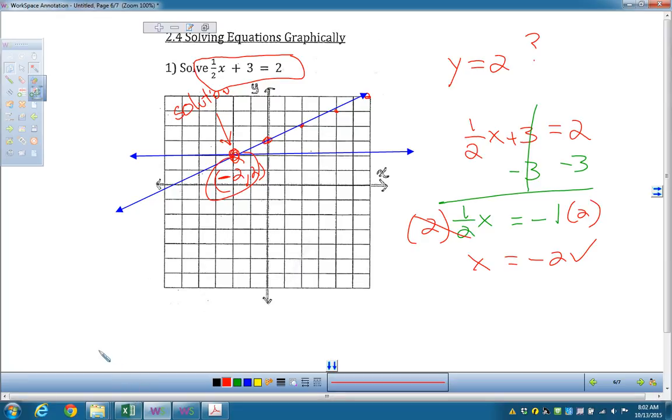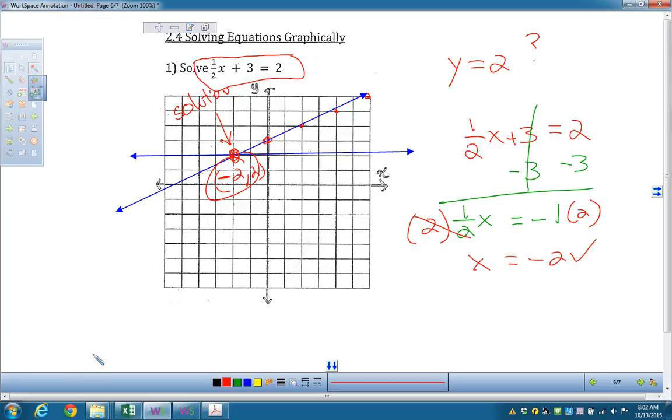See that? So for linear equations, it's not that great a strategy, but when we get into different types of equations, like parabolas and cubic equations and other types of equations, sometimes the only way to solve them is using graphs.